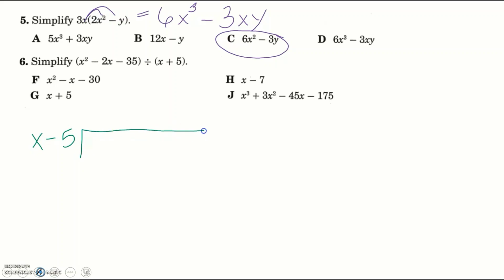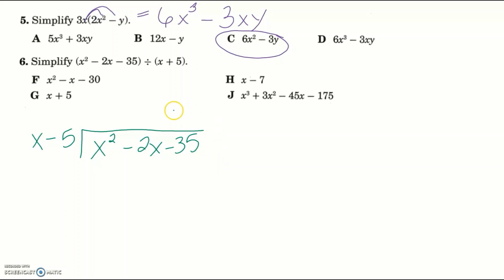Remember, in long division, you put your divisor outside of your box to the left, and then whatever your dividend is, that goes inside the box. So x squared minus 2x minus 35. If you were missing any terms, say this was x cubed and you're missing your x squared term, make sure to put a 0x squared. Every single term should be represented and it should be in standard form.